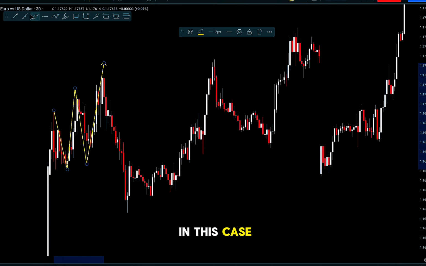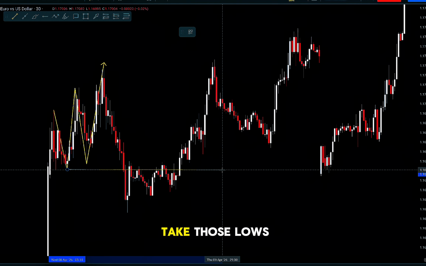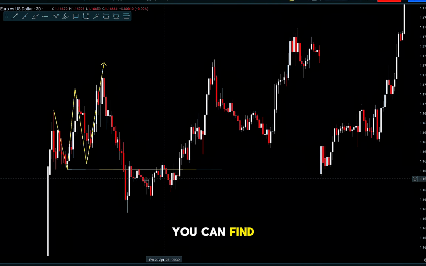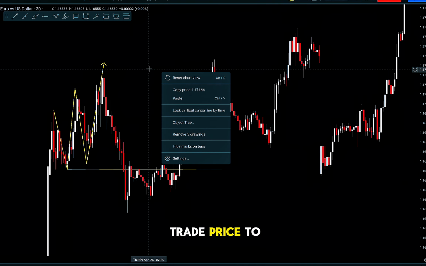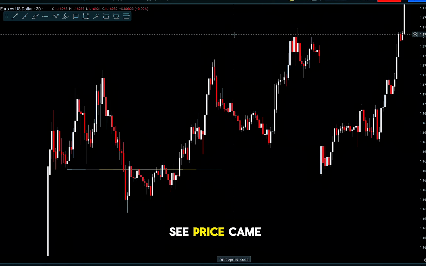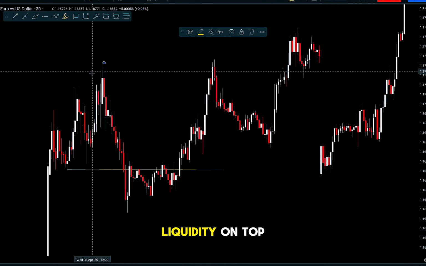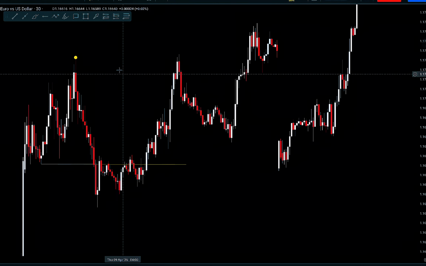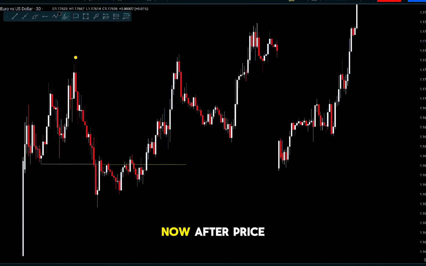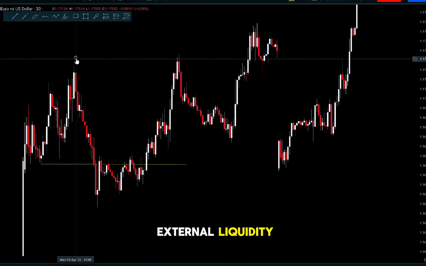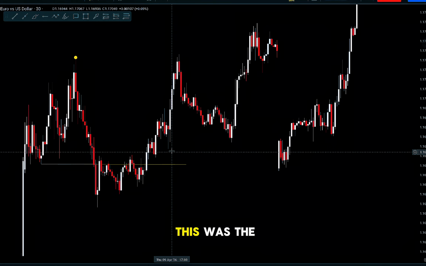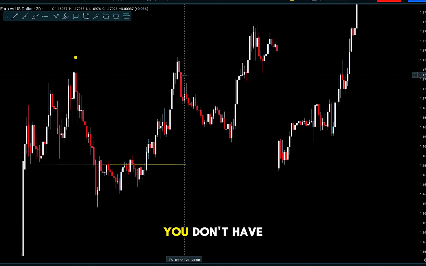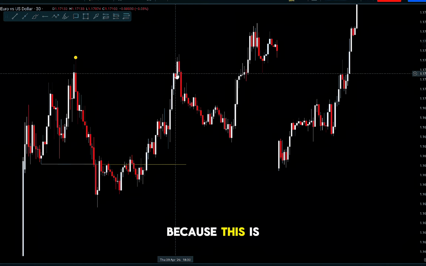You can see in this case, we have price come back to take those lows out, and after taking the lows out, inside this price action, you can find your confirmation, and then you trade price to the upside. And we can see price came all the way back to take the liquidity on top of this high. This is external liquidity. I've done a video on that. If we come here again, now after price has taken this external liquidity, we can see very well that this was the major low that has taken out this high. You don't have to mind this one because this is too high.